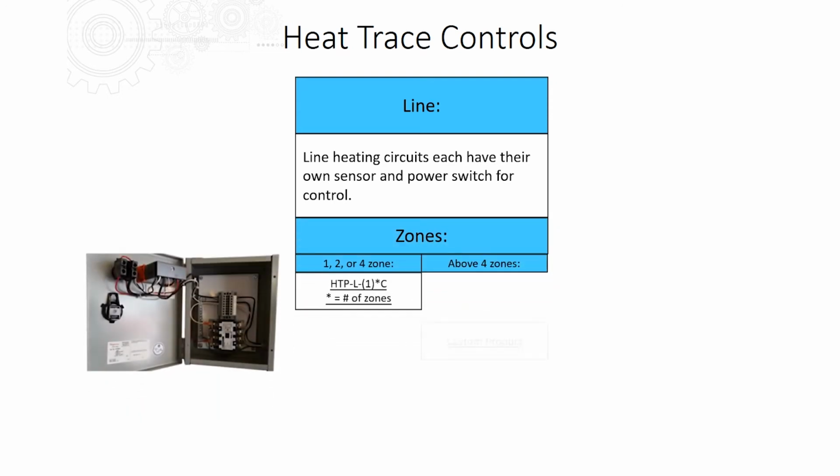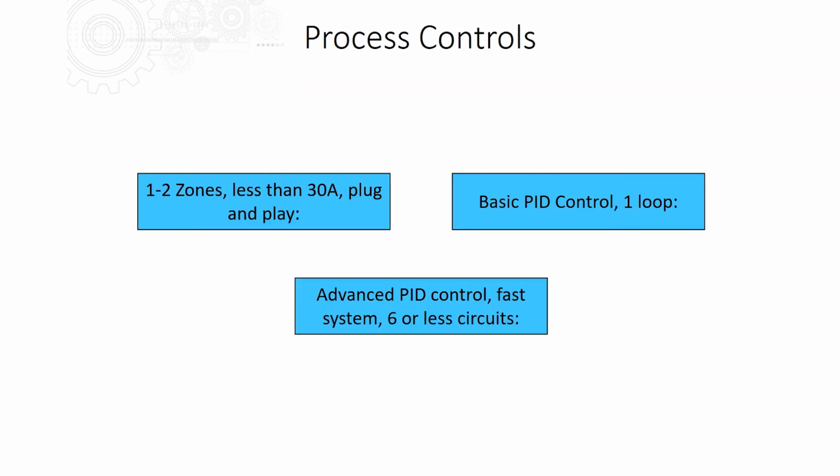If you have anywhere from 1 to 4 zones, you may use the HTP-L-C, and the number in parentheticals would correspond to the number of zones of control you have. Anything above 4 zones, and we would have to consult engineering for a custom product. That completes the heat trace section, but now we have process controls to delve into.